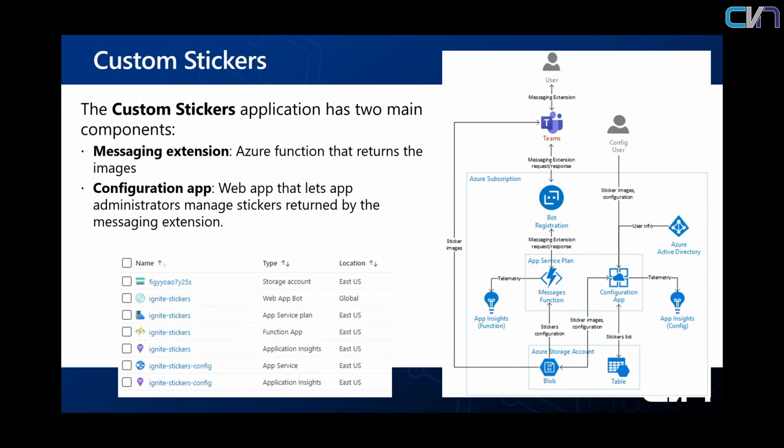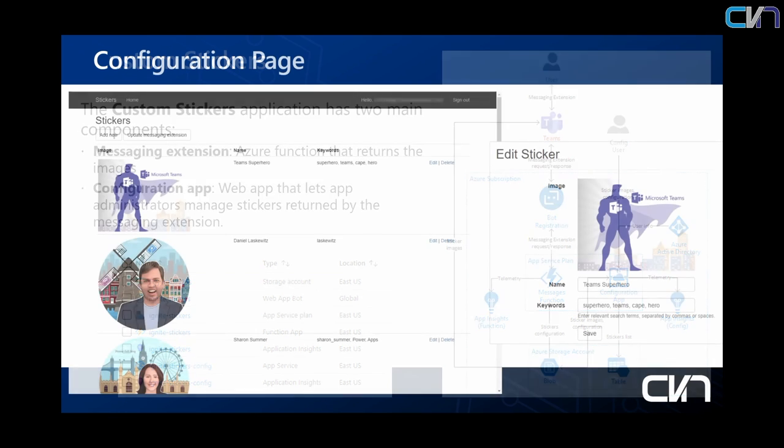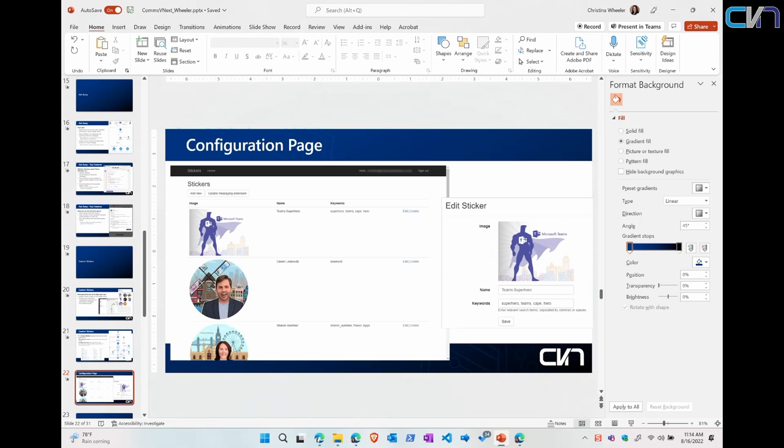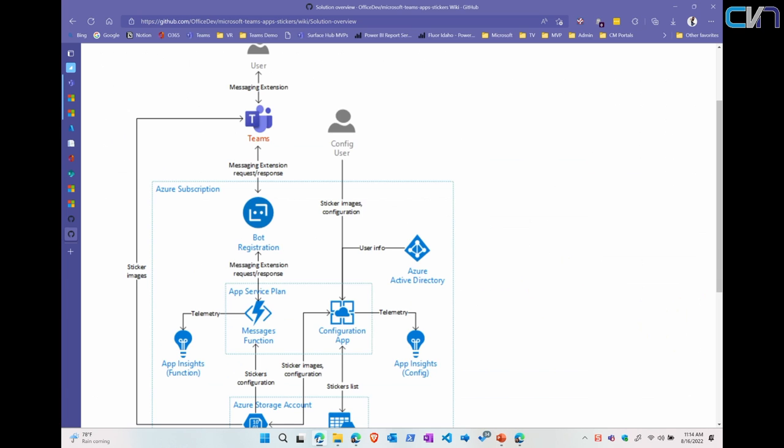So here we go. So it's a messaging extension, which is an Azure function. And that Azure function is going to return these images into my messaging extension. Then there's the configuration app. And that's for the configuration of what you want to allow with the stickers. So here you'll see this is my website that was created in Azure, so I can manage this messaging extension, and in here I'll be able to upload images and change things. So this is part of that configuration. And I'm totally out of shape and out of breath. Okay, here we go.